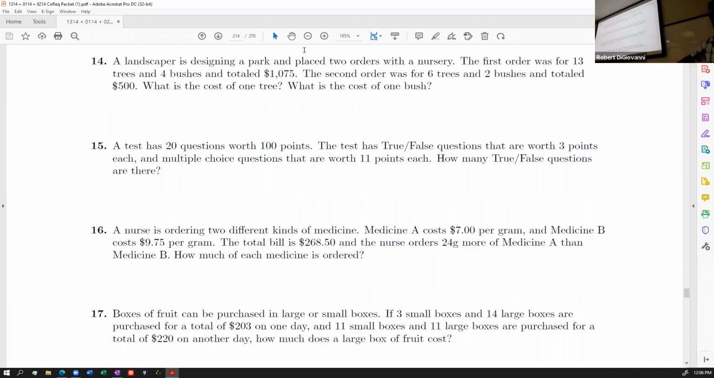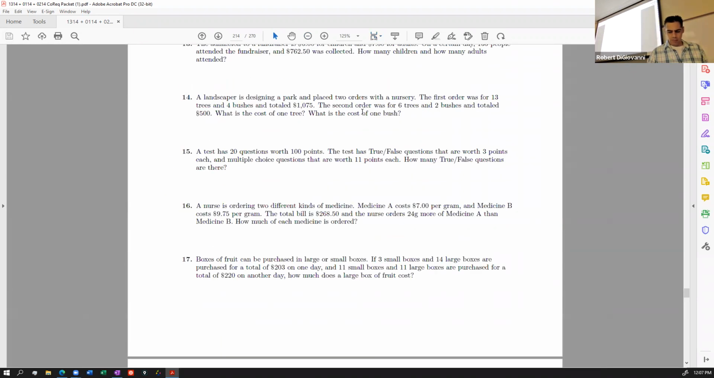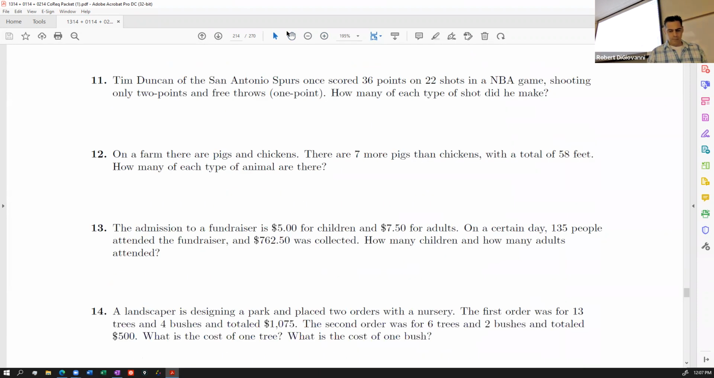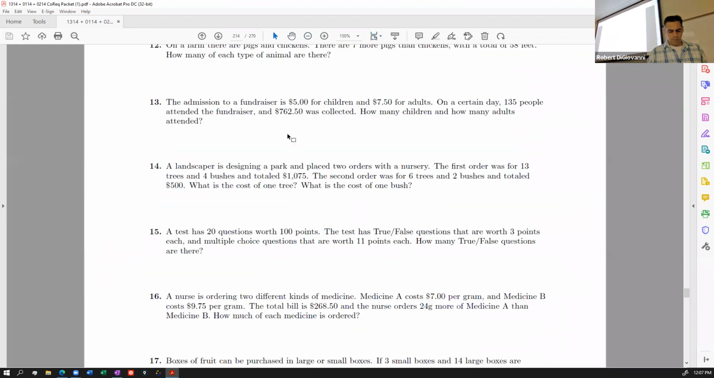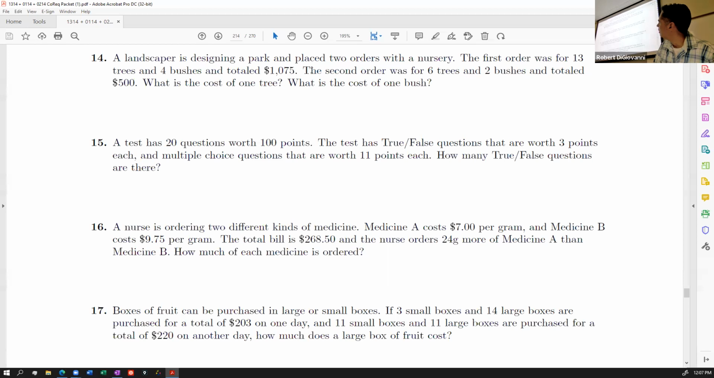I'll leave that up in case you want to come. These problems are out of the packet. If you want to look in the packet, I believe this is page 214. Which ones did I give? 13 through 17? Is that what I had up there? 14 through 17. There we go. I'm going to take a picture myself.